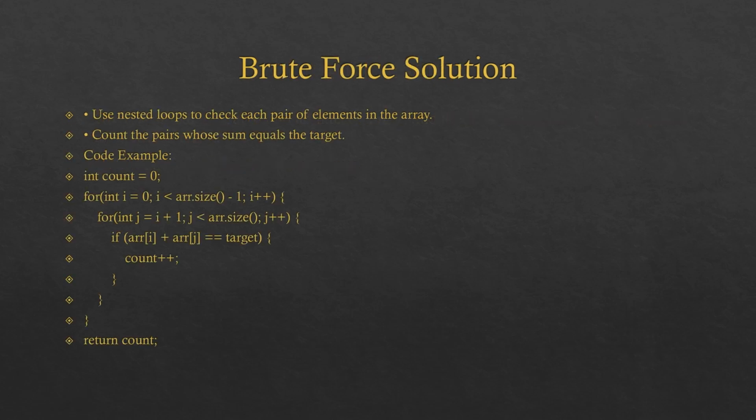Let's begin with the brute force approach. In this approach, we use two nested loops to check each possible pair of elements in the array. If the sum of the pair equals the target, we increment the count. While this method is straightforward, it may not be most efficient. Here's the code for the brute force solution.